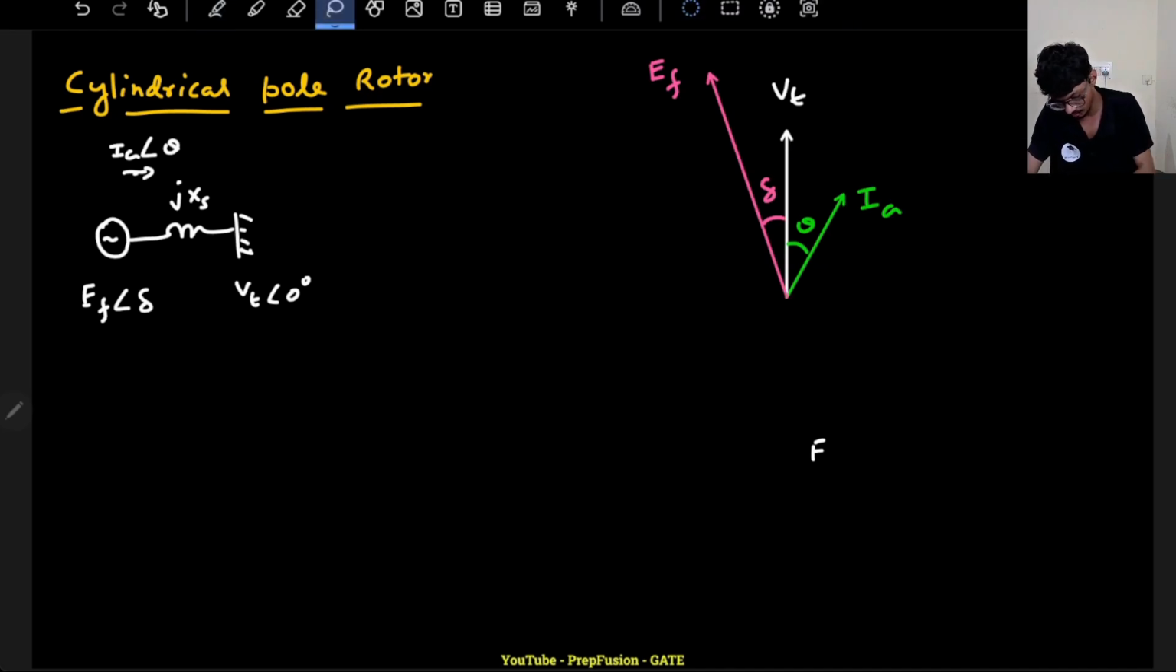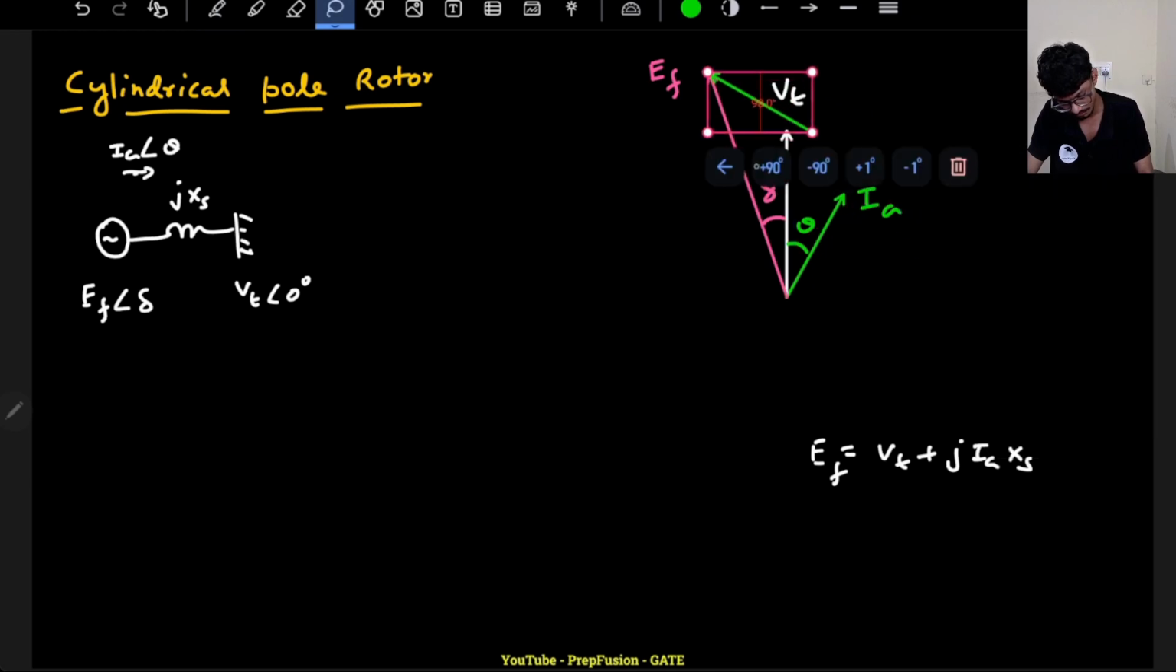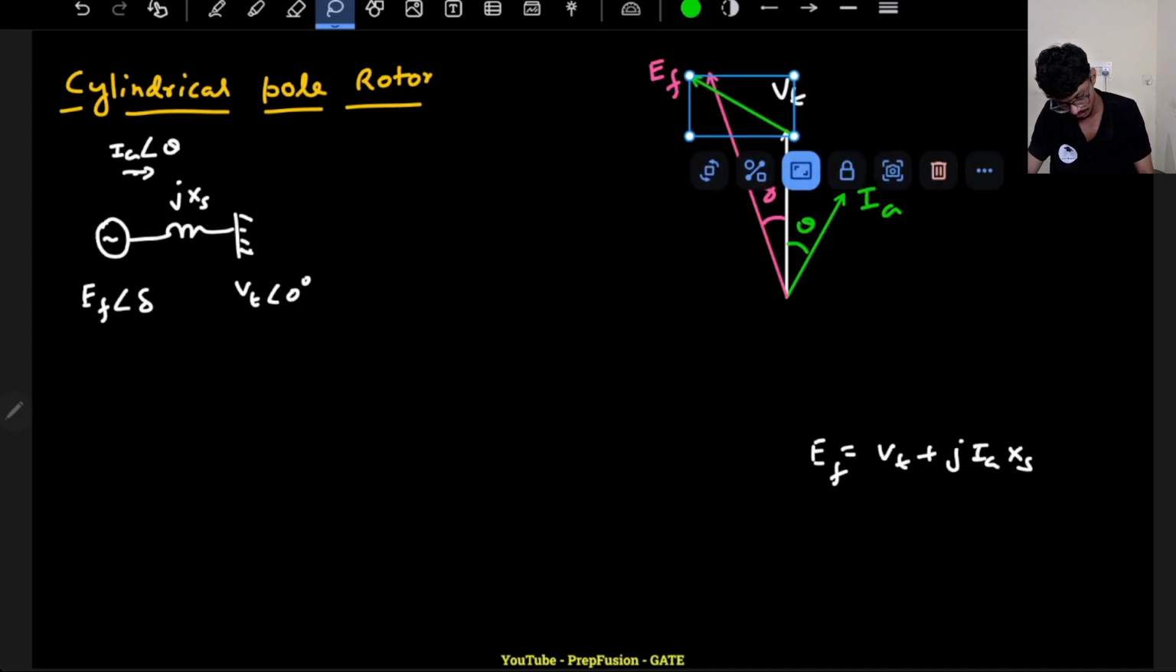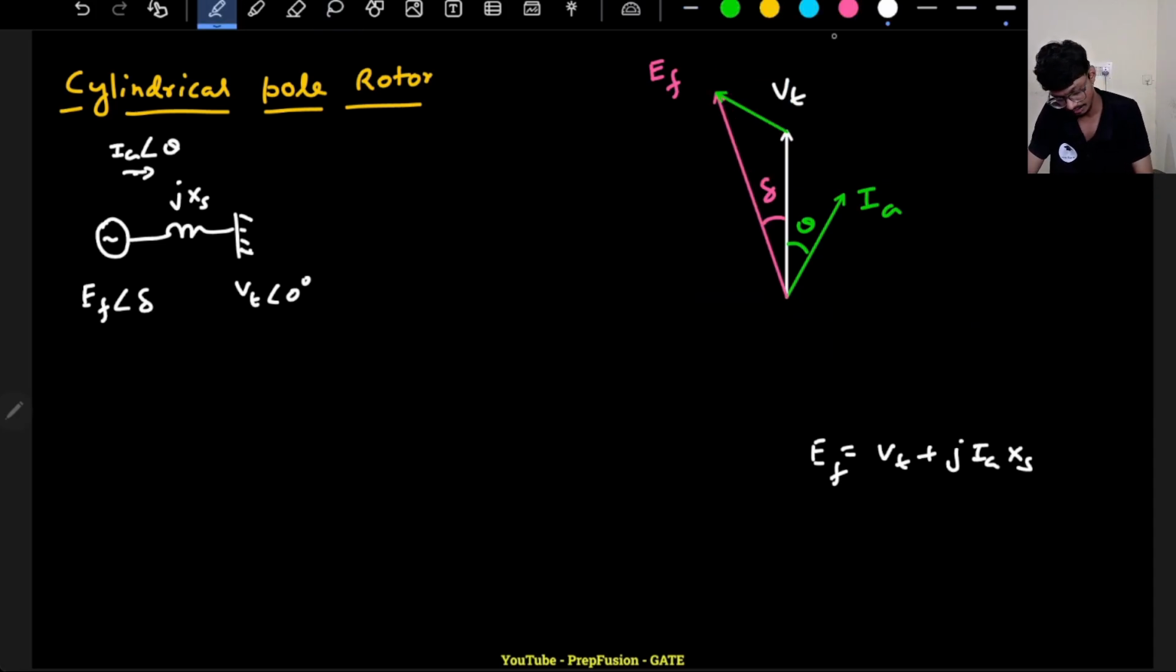Basically your equation will be what? Ef will be equal to Vt plus j Ia Xs. So plus j, I have to rotate this by plus 90. So this will lie somewhere around here. Now what is the active power transferred? What is the power transfer? We have already derived it. I am just deriving it in a different way.